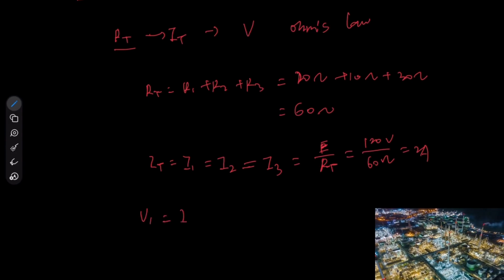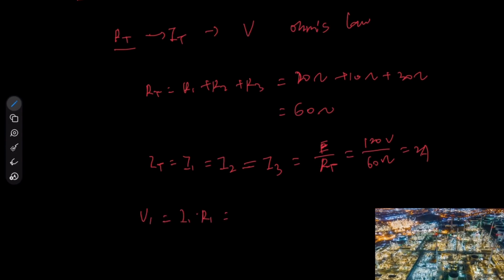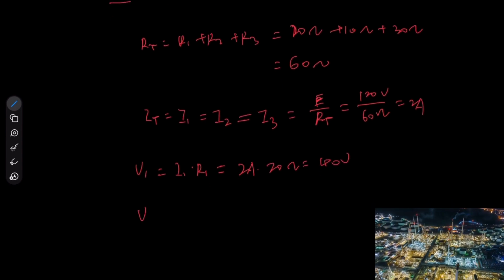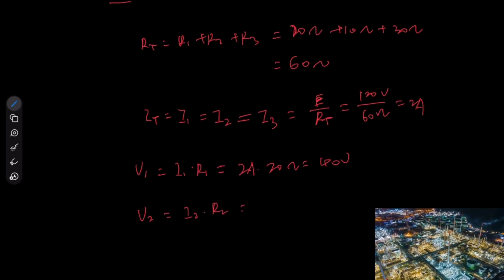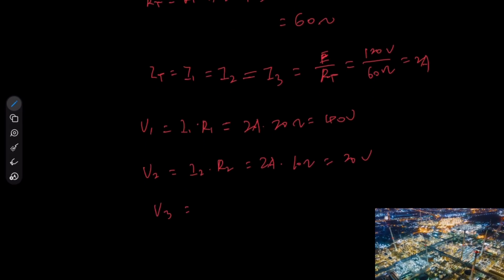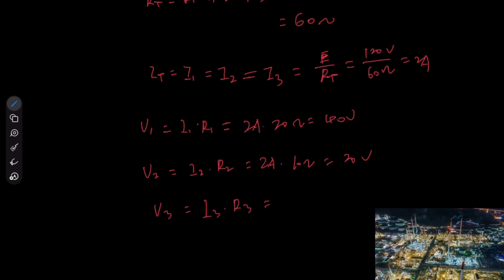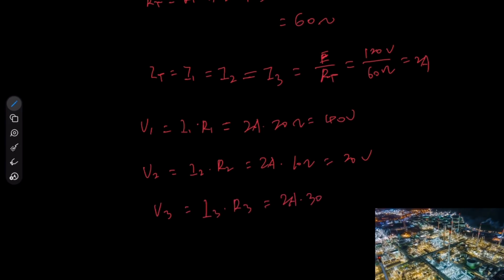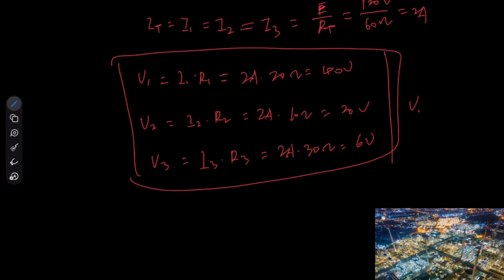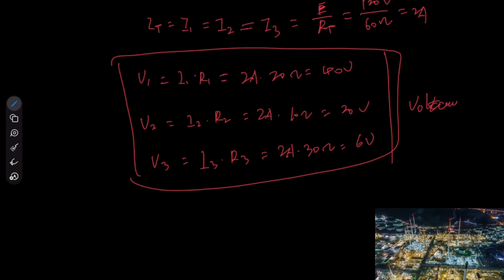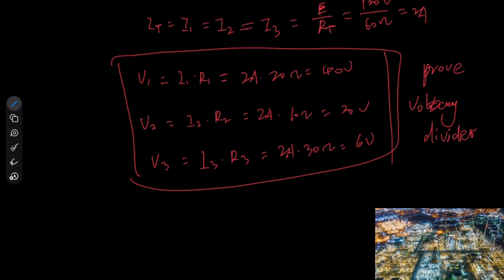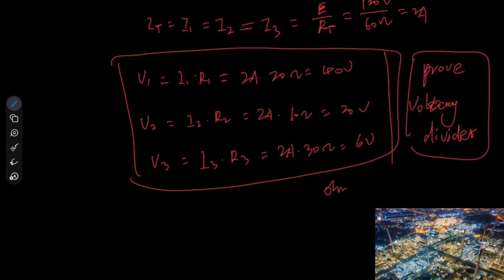So V1 will be I1 times R1, or IT times R1, equals 2 amps times 20 ohms, 40 volts. V2 will be I2 times R2 equals 2 amps times 10 ohms, which is 20 volts. V3 will be I3 times R3 equals 2 amps times 30 ohms, which is 60 volts. So that proves our answer for voltage divider by using just Ohm's law.